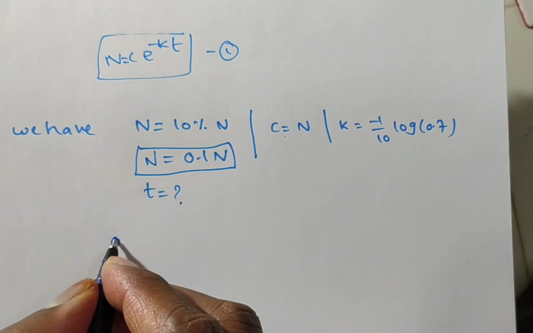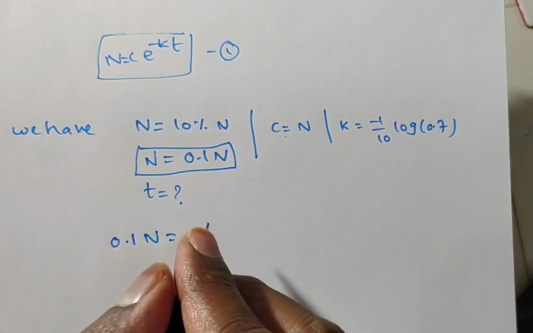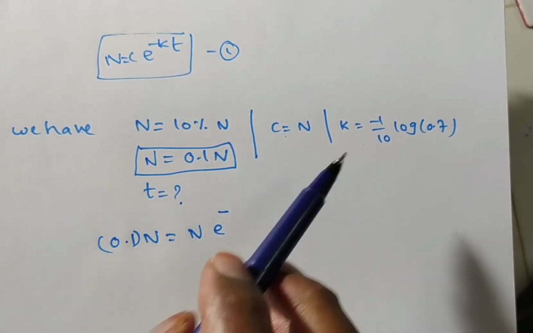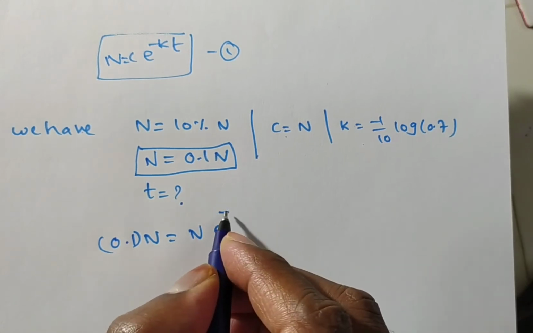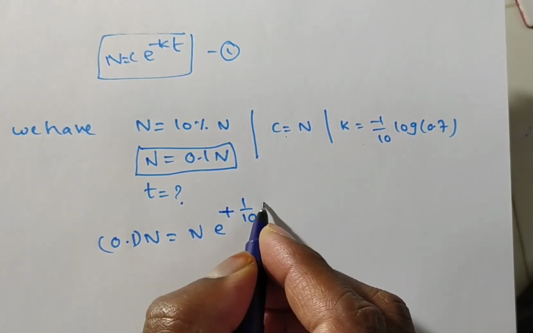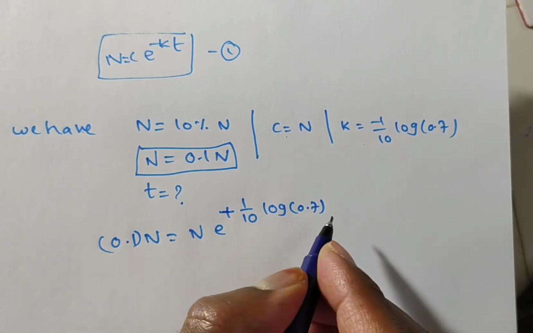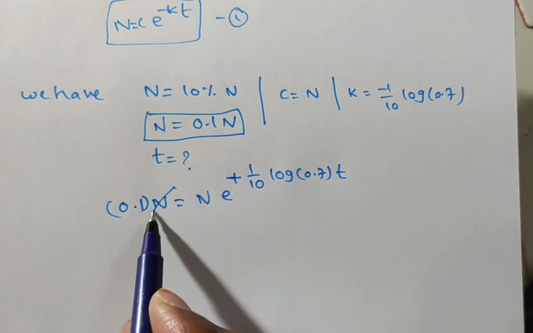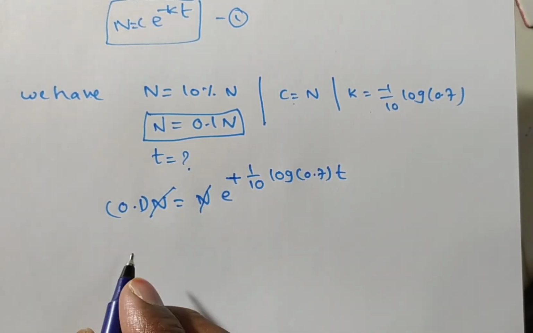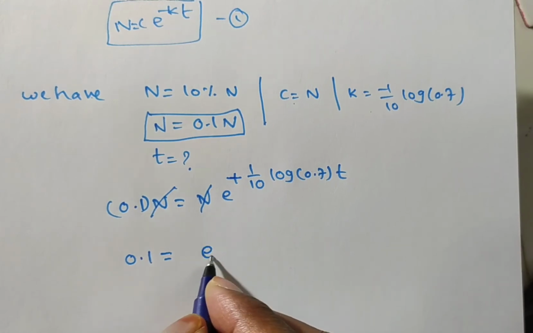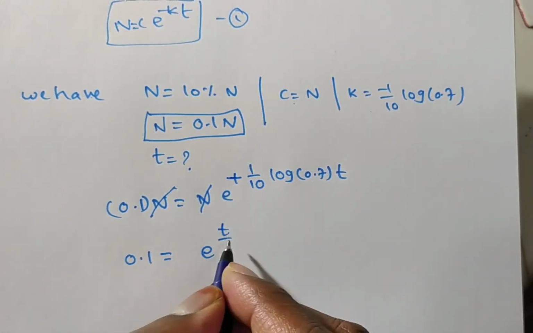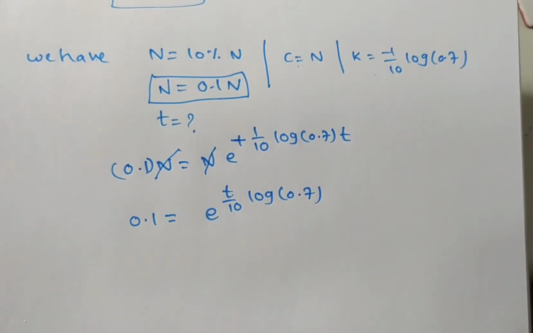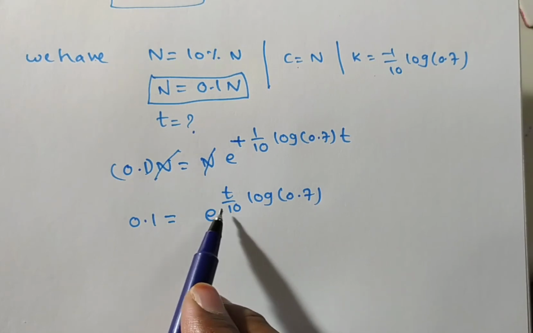Then in this case, N is equal to 0.1 N, into C is N, e to the power of minus k, where k is minus 1 by 10 times log 0.7, into T. So minus of minus gives plus 1 by 10 times log 0.7 into T. This you have to simplify. Left side and right side, both N get cancelled. In this case, 0.1 is equal to e to the power of T by 10 times log of 0.7. Now, which value do I want? T value. So T is the only unknown here.